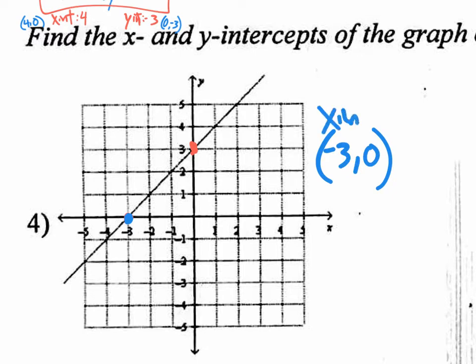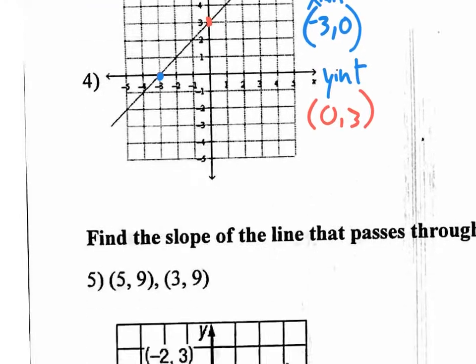How about the y? That's the x-intercept. How about the y-intercept? Let me do this one in red. 0, 3. Simple. Simple. Let's move on to the next one, number 5.